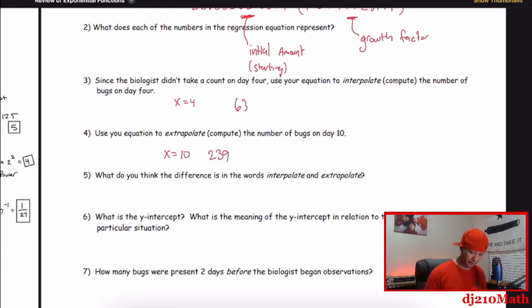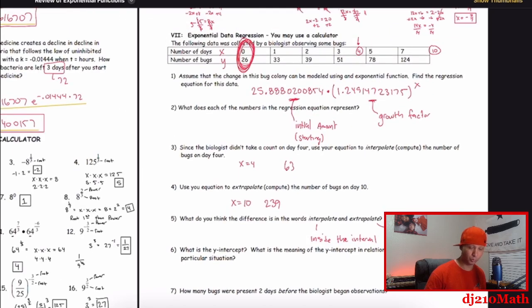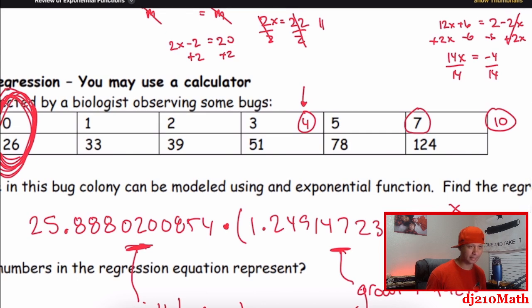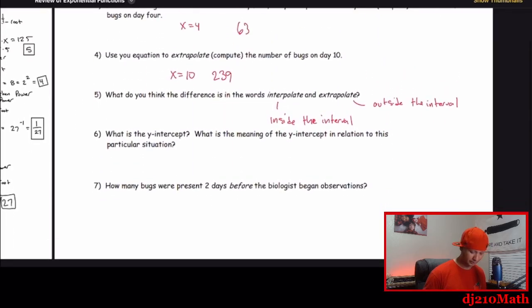Interpolate would be inside the range. Not range like in Y, but like the given interval. Inside interval, interpolate. And extrapolate is outside the interval. Now you say, well, what interval? Like the highest amount that they gave us, 7. Anything bigger than 7, I can extrapolate. Anything less than 7 but bigger than 0, I can interpolate. That's what it means. All right.